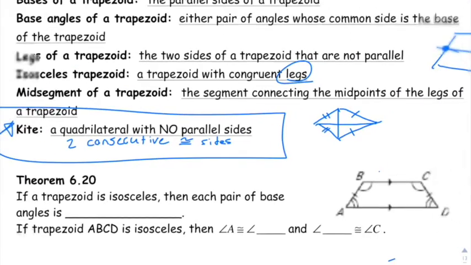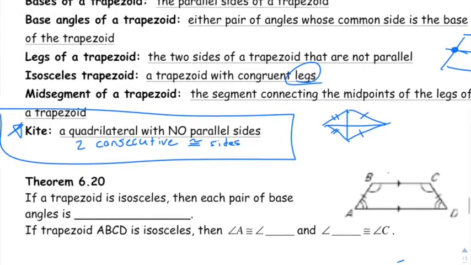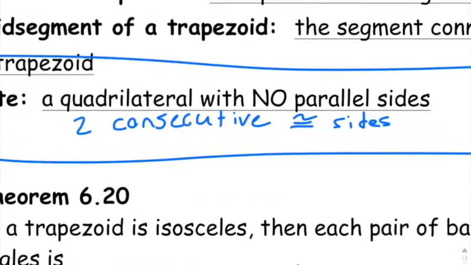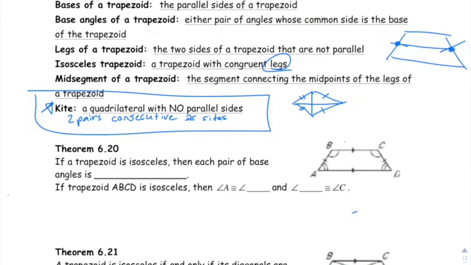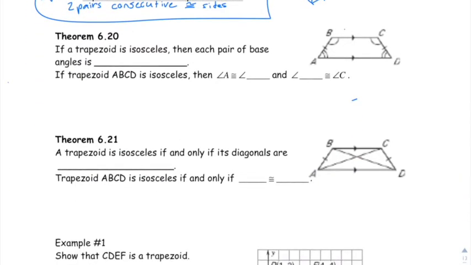So two consecutive congruent sides, or two pairs, I guess I should say. Let's add that in: two pairs of consecutive congruent sides. All right, so we've got a couple of theorems here.